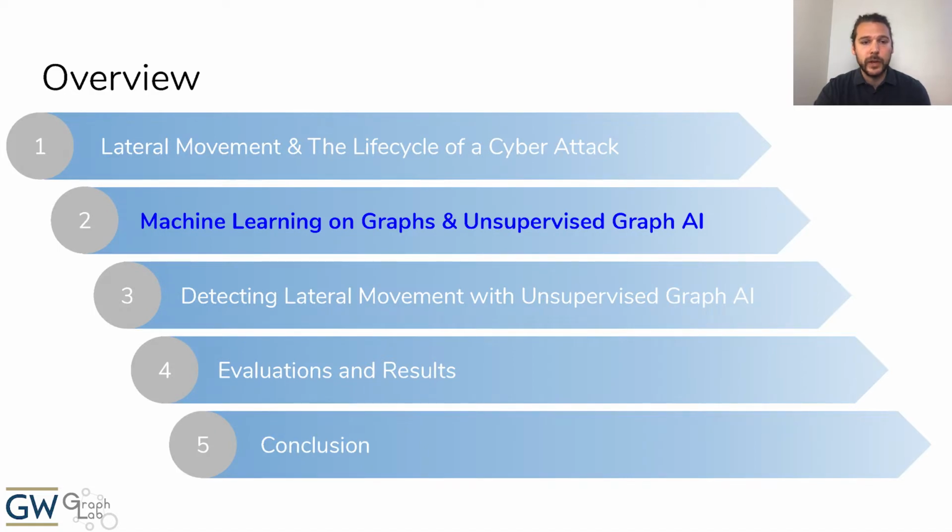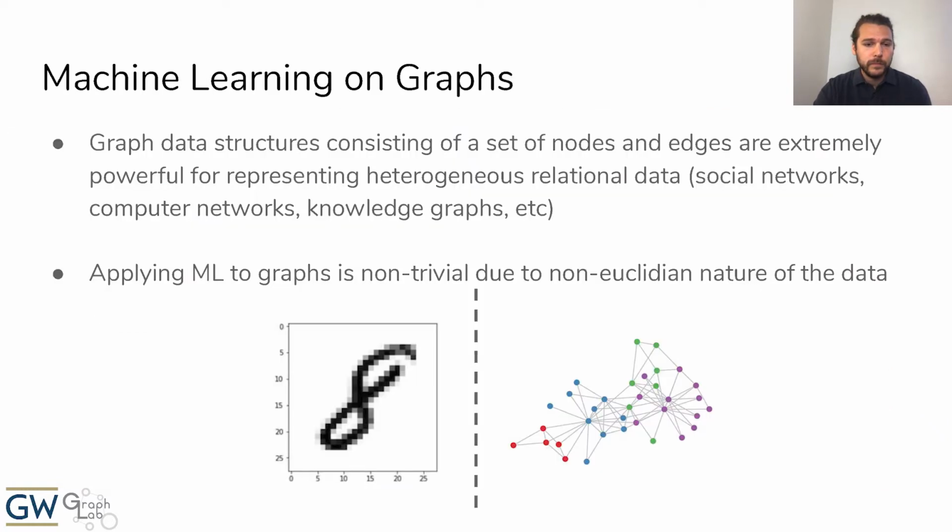Now, in order to explain how we do this, let's first take a step back and talk a little bit about how we can apply machine learning to graph-structured data. Graph data structures are characterized by a set of nodes and edges and have proven to be an extremely powerful way to represent heterogeneous relational data, such as social networks, computer networks, knowledge graphs, and others. However, applying machine learning to graphs is non-trivial due to the non-Euclidean nature of the data.